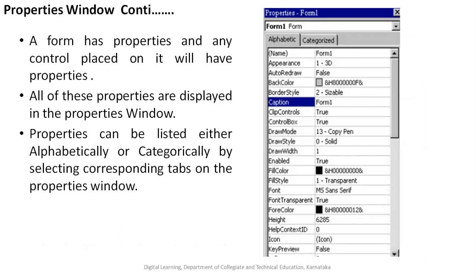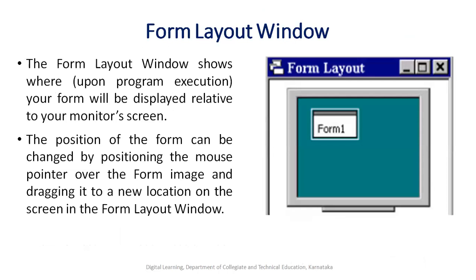Properties can be listed alphabetically or categorically by selecting the corresponding tabs on the property window. Form layout window. The form layout window specifies the position of the form on the screen during runtime. Now, this window is very useful when multiple forms are used in an application. The position of the form can be changed by positioning the mouse pointer over the form image and dragging it to a new location on the screen in the form layout window.